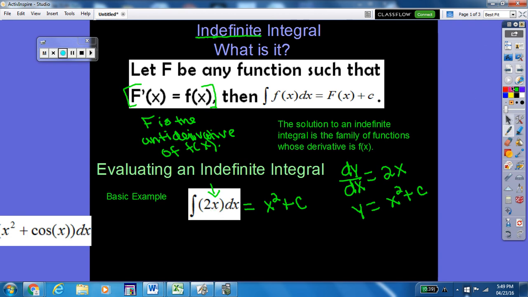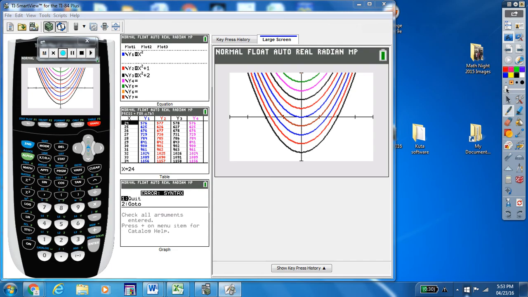And I want to show you what that looks like graphically. I have it here on the calculator. And this is it. This is what we're talking about. So the solution is x squared plus c. So you can see I have a lot of different values for c, and it creates that family of functions made of parallel curves that represent the potential solutions for that equation.